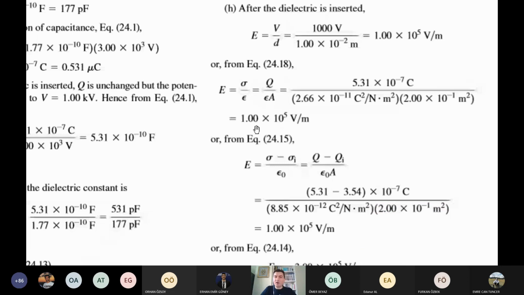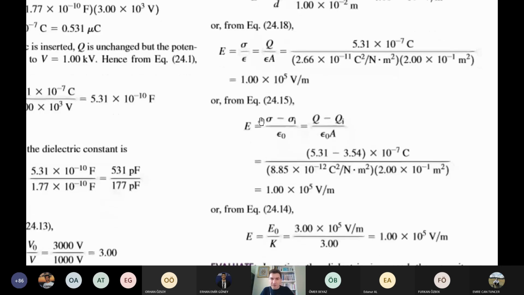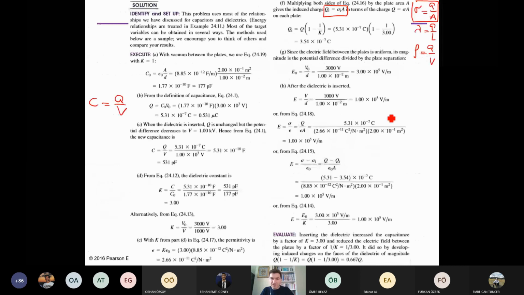Again, you can calculate 1 times 10 to the 5 volt per meter. Here we have the final electric field between the plates, and here again we have the final electric field between the plates, but I have used different calculation methods, okay? But they give us the same result.